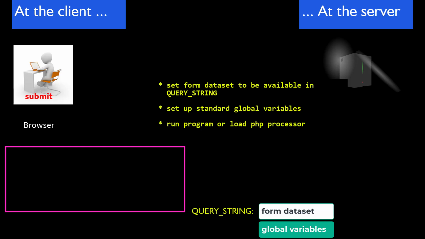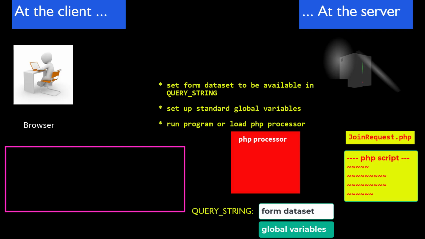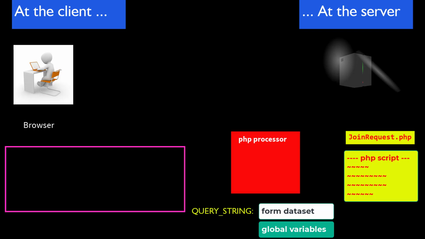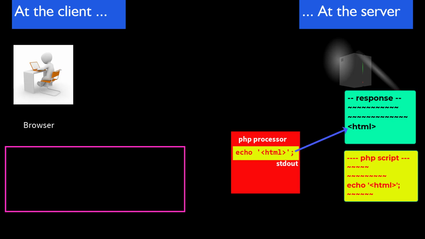The server assumes the CGI target is an executable program unless the file name ends with certain extensions. For example, an extension of PHP indicates the file is a PHP script, and the PHP processor should be run to interpret the script. So the program is run or the script is interpreted. In the case of PHP, the PHP processor reads the CGI script using a file handle of stdin, standard input. The script outputs text using the echo verb, which uses a file handle of stdout, standard output.